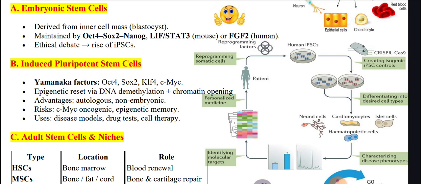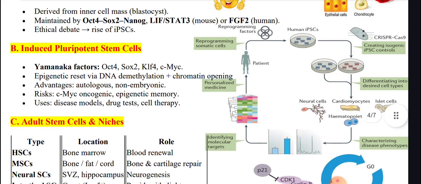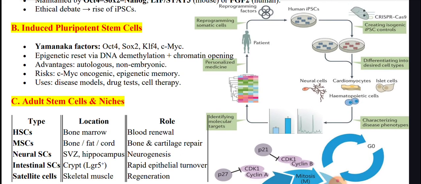He discovered that you could take a fully differentiated adult cell, like a skin fibroblast or a blood cell, and reprogram it back to a pluripotent state, essentially turning back its developmental clock. How? Just by adding specific factors. Amazingly, yes. He identified 4 key transcription factors, Oct4, SOX2, KLF4, and c-MYC, often called the Yamanaka factors. When these 4 factors are introduced and expressed in a differentiated cell, they force it to become pluripotent again.